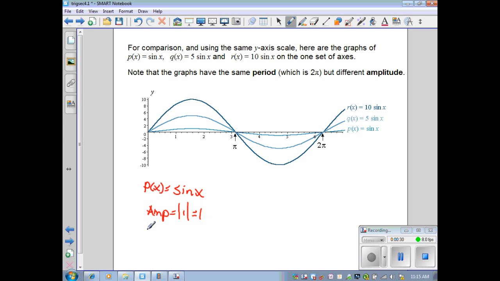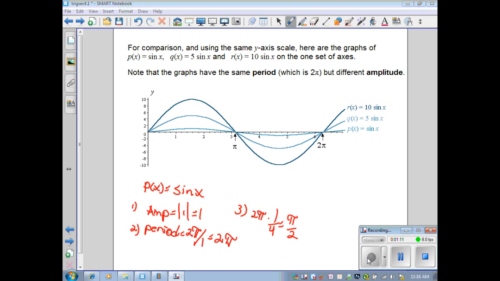Next, I need to find my period. Remember, my period is going to be equal to 2 pi divided by b. In this situation, again, it's the constant that's inside my function, and here it is 1. So my period is 2 pi. Then step 3 is to find my quarter points. My quarter point is to take my period and divide by 4, or multiply by 1/4. So 2 pi times 1/4, which will equal 2 pi over 4, or pi over 2.